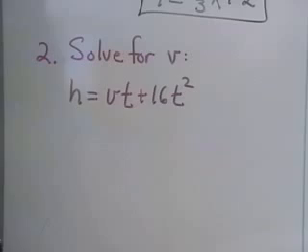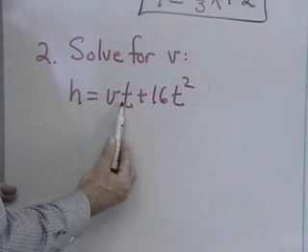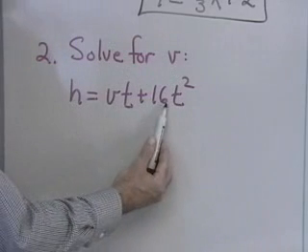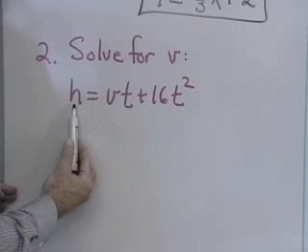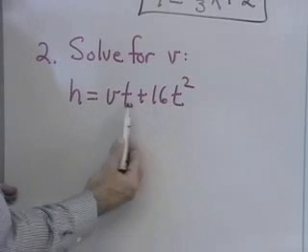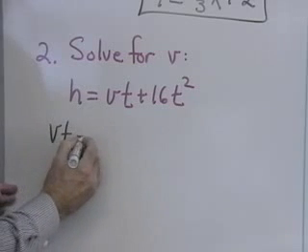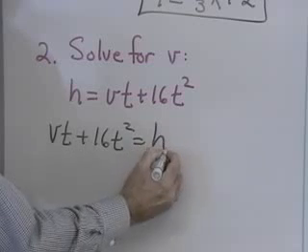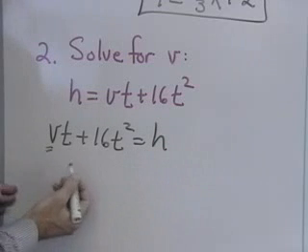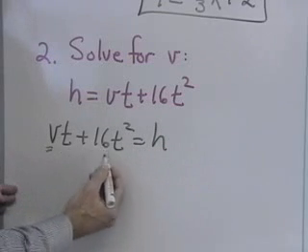Here's our next one. Solve for v, and the formula is h equals v times t plus 16t squared. So what I'm going to do is add negative 16t squared to both sides, but before that I think what I'll do is reverse the two sides. So I have v times t plus 16t squared is equal to h, just so I can isolate my v on the left side of the equation. Now I'll add negative 16t squared to both sides.